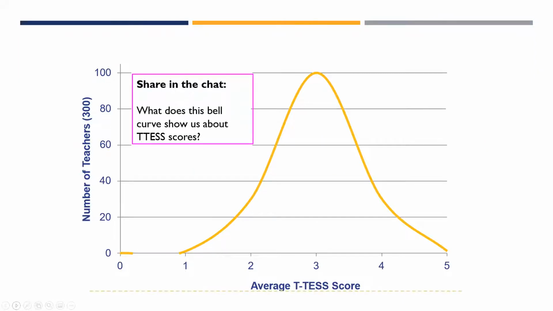So we have a bell curve here based on that conversation I just had with you. In the chat box, what does this bell curve show us about T-TESS scores? The number of teachers is 300 teachers, and this is how they scored, distinguished being a 1, and then all the way to the right.